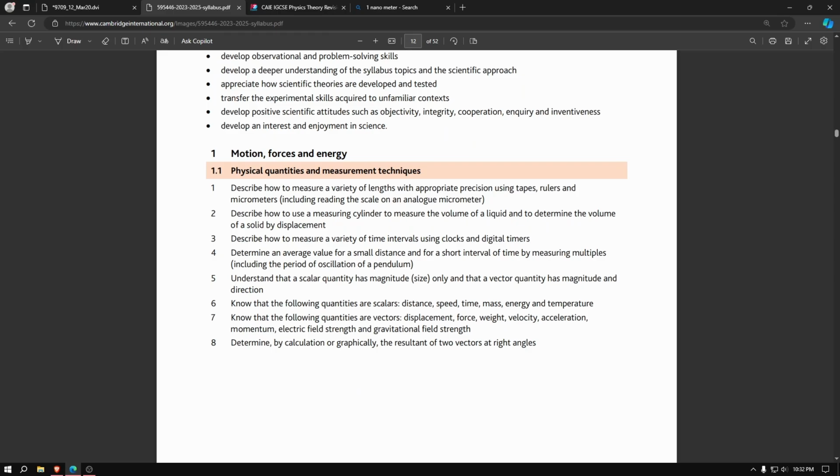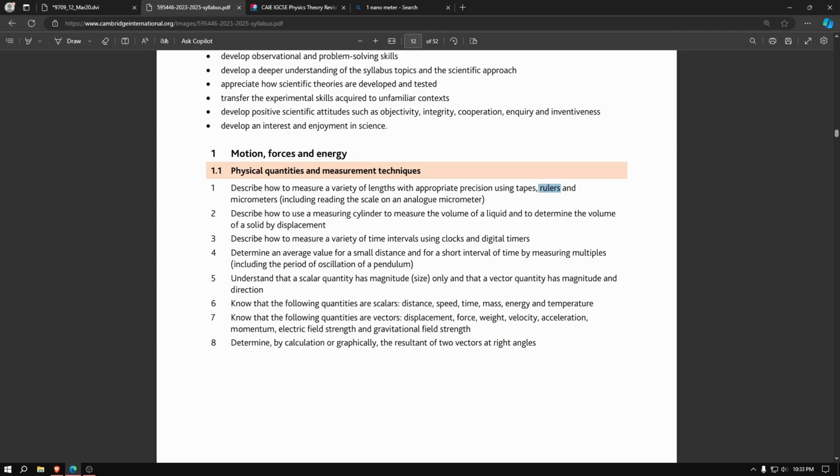So how do you measure a football field? How do you measure the length of a table? What things do you use? What tools do you use? And you have three options here. You do not have anything more than these three options: tapes, rulers, and micrometers. These are about it. Like the ruler here, sometimes people mention meter rule.